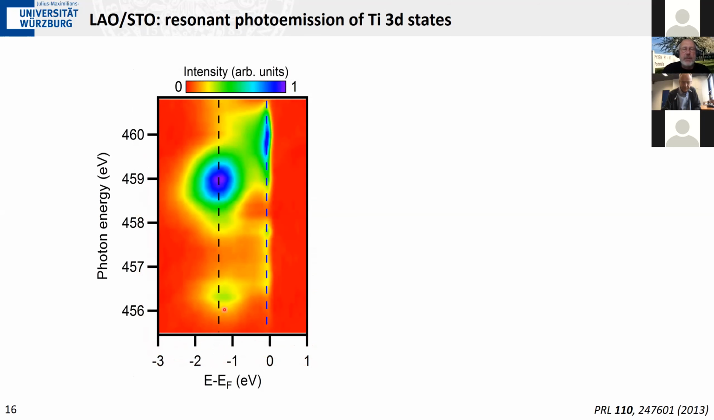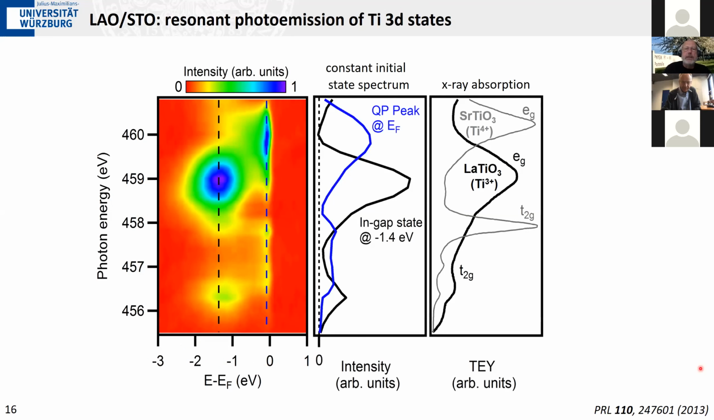This is just another representation of these data as a false color plot. Blue means high intensity, red means zero intensity. And as we increase the photon energy, you can see that we have this peak, this in-gap intensity peaking at 459 electron volt photon energy. And we have this very narrow peak at the Fermi level, which peaks at a somewhat higher photon energy, 460 electron volts. And you can compare this. This is the intensity of these two states. The black one is the in-gap state. The blue one is the quasi-particles, the metallic quasi-particles here at the Fermi level.